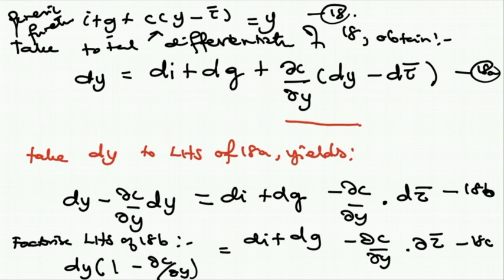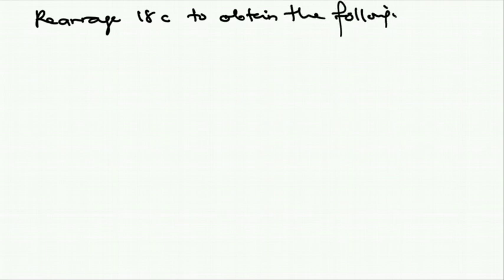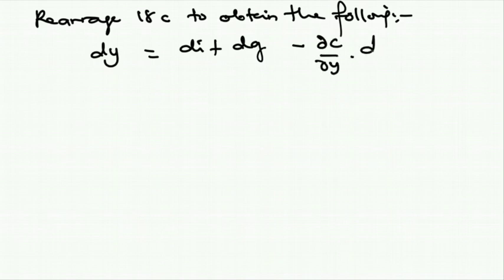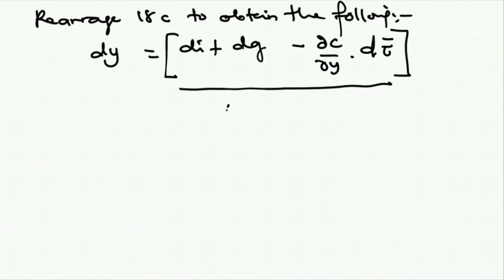Now, we want to see the change in income, the total change in income due to other factors. So we rearrange 18c to obtain the following. So we have this. dy equals to di plus dg minus delta c over delta y times d tau bar, and all of these are in bracket, over 1 minus delta c over delta y.